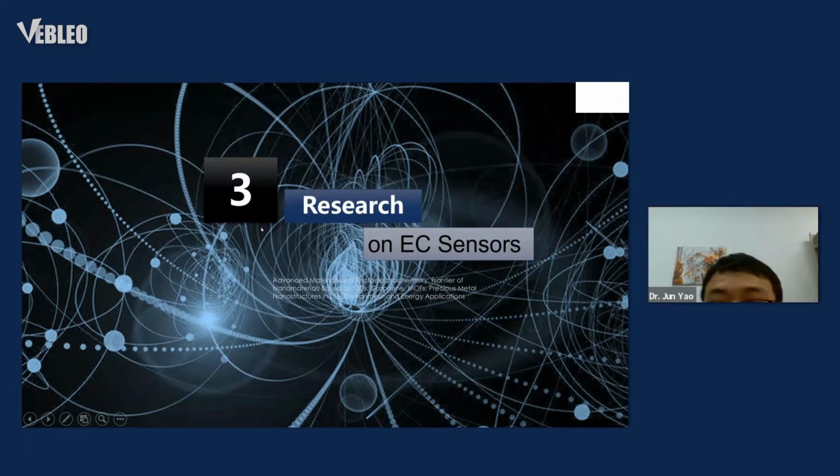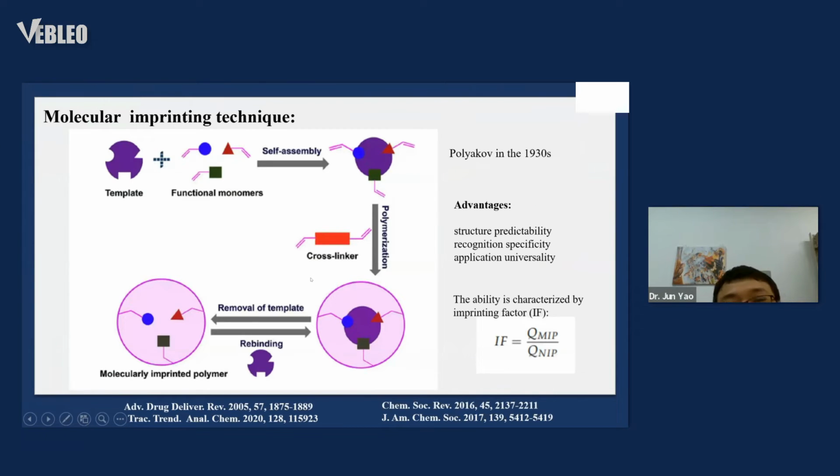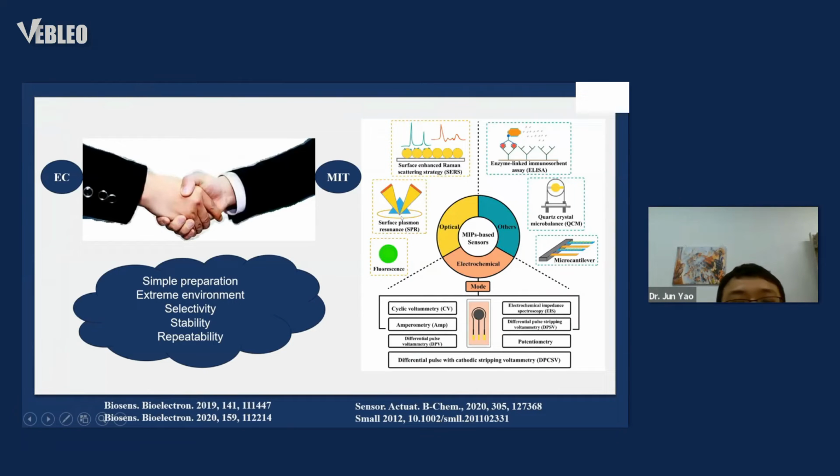Part 3, EC sensors. EC has advantages: low cost, high precision. We will introduce the molecular imprinting technique. We will combine the EC and MIT into one system based on the all-in-one viewpoint.